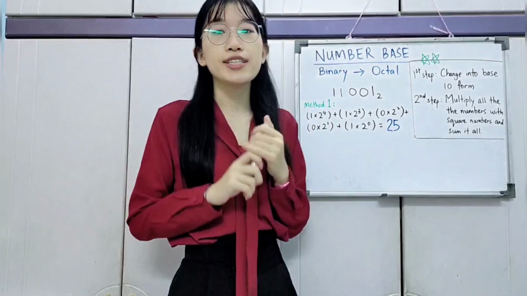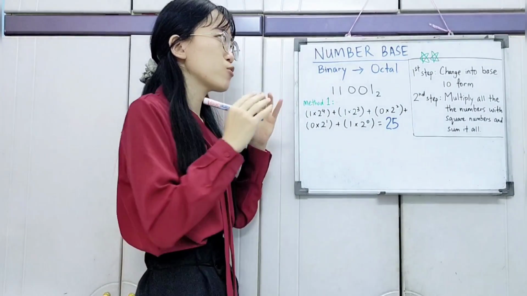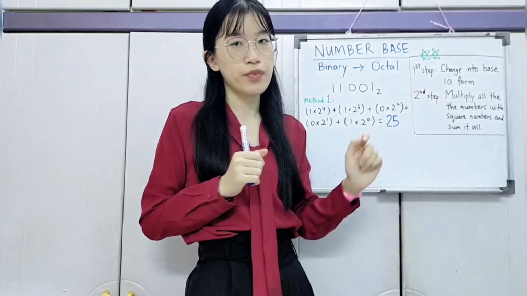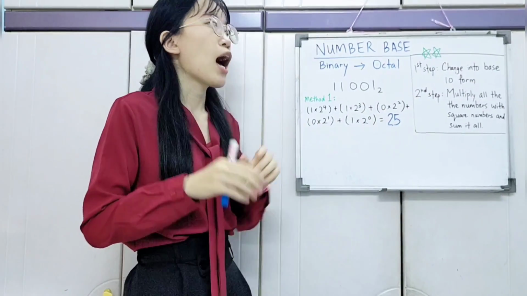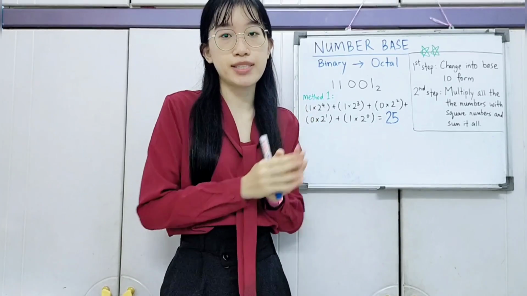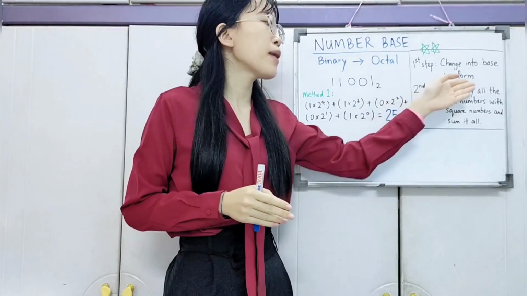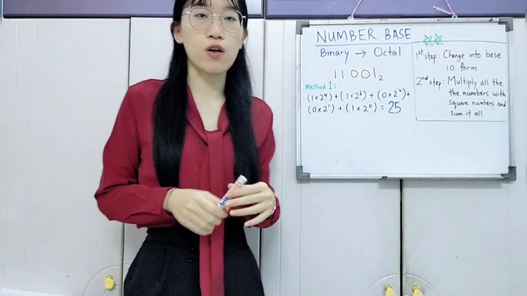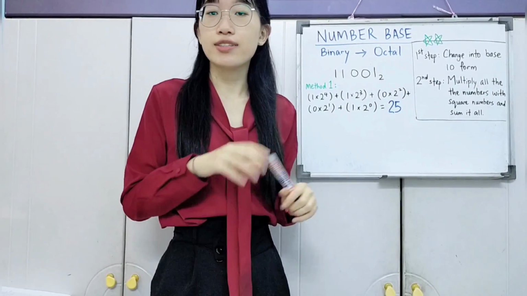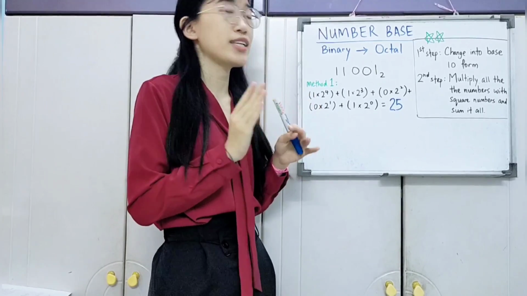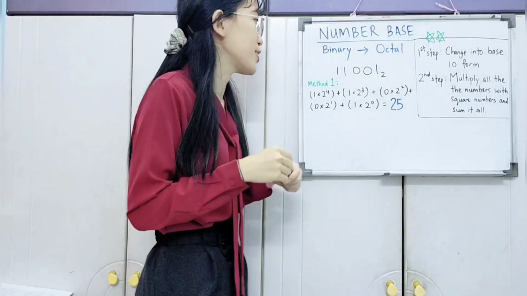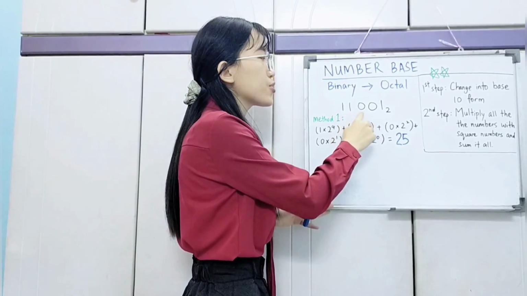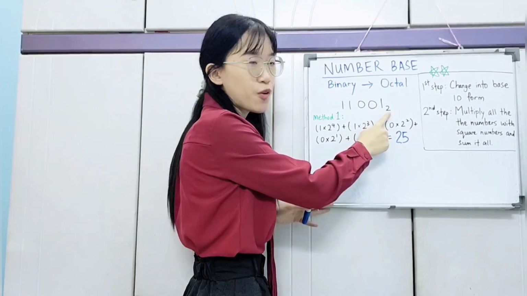The first step in method 1 is we need to change the number in base 2 form into base 10 form. The second step is, after we get the number in base 10 form, we need to multiply all the numbers with powers of 2 and sum it all. I will not say anymore, let us run into the question. The number that I choose is 11001 in base 2 form.